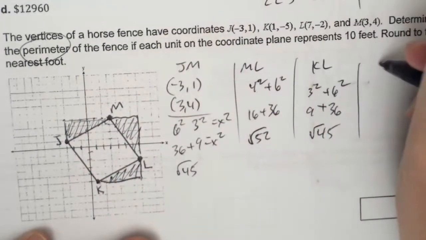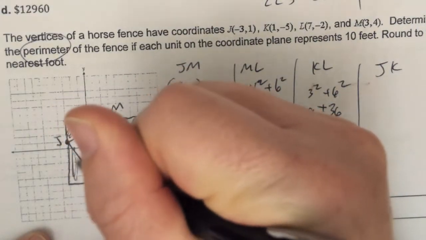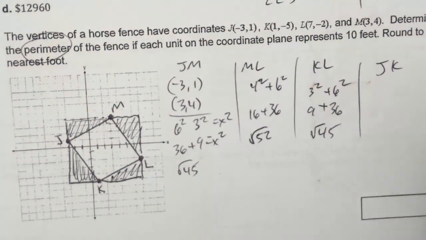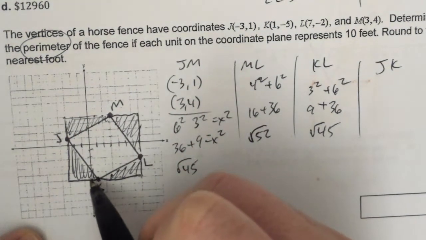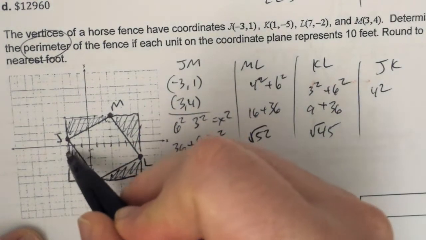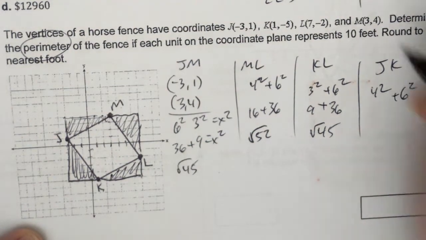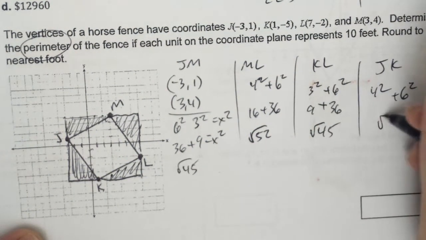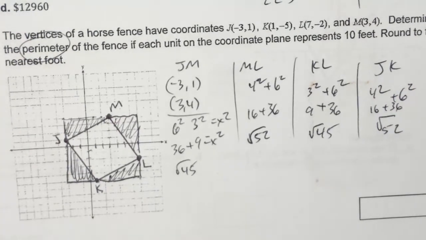And finally, J to K. I have a pretty good guess of what it's going to be. I think it's going to be the square root of 52. So let's see. 1, 2, 3, 4. Yep, so it's a 4 by 6. We did that earlier. 16 plus 36, which is the square root of 52.